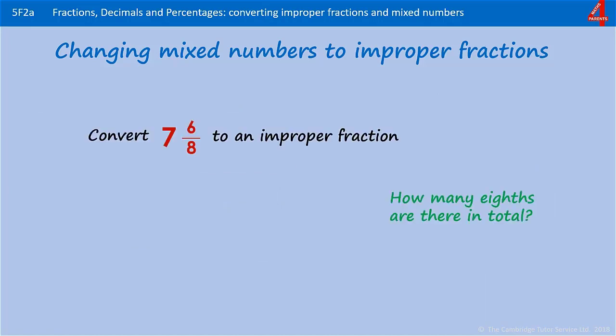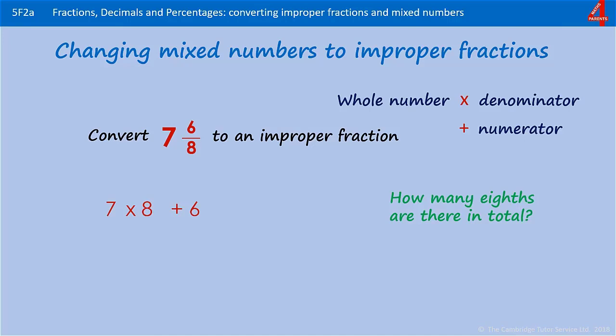Here's one for you to have a go at. Remember, whole number multiplied by denominator plus numerator. Pause the video, have a go. So that's 7 times 8. Add 6. 7 times 8 is 56. Add 6 to that and you have 62. That's how many eighths you have. 7 and 6/8 is 62 eighths.